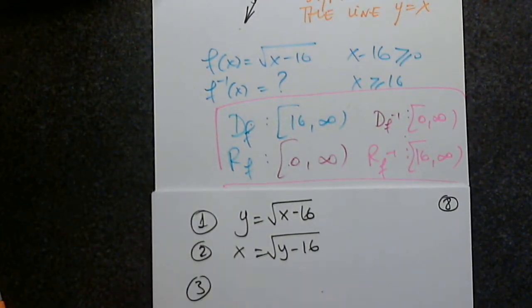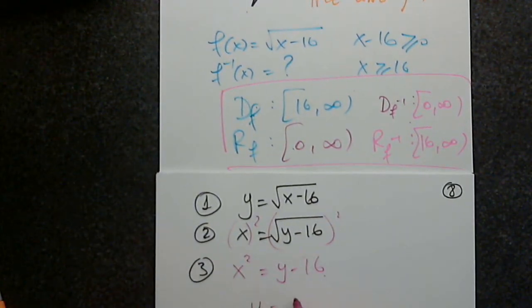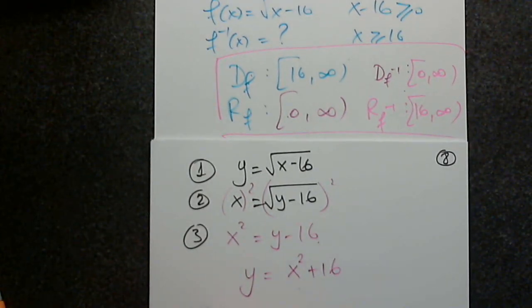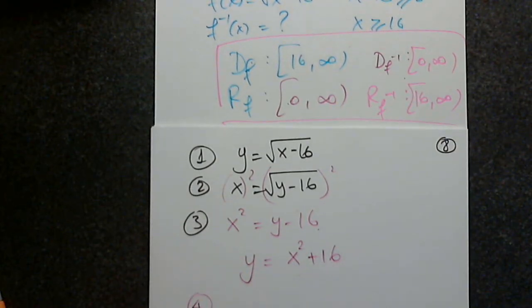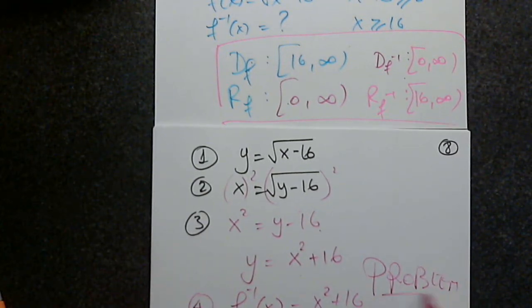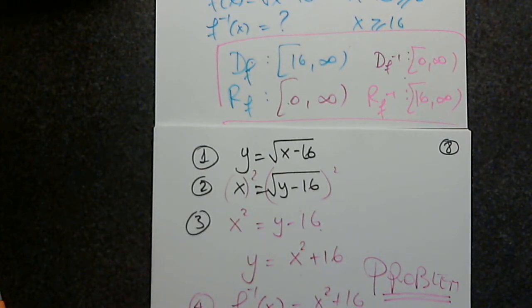In step number 3, you will identify the type of equation and say, I know I have to square both sides. Excellent. So x squared equals y minus 16. And I need to solve for y, and I get x squared plus 16. And then you will say f inverse equals x squared plus 16. And I'll say problem. No, we can't simplify. But why am I saying a problem here?